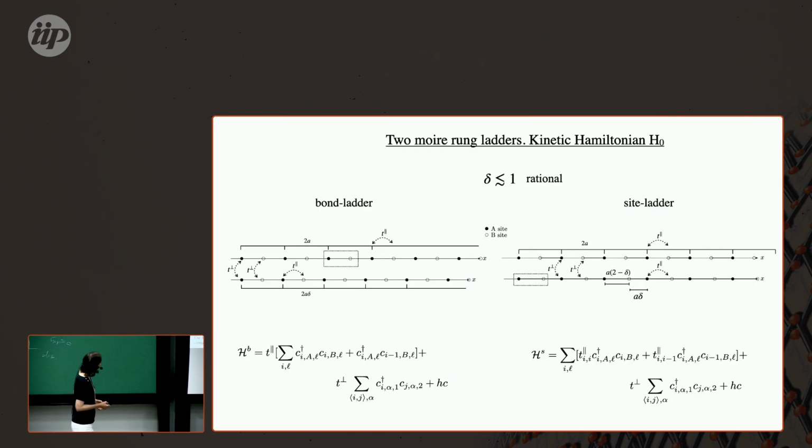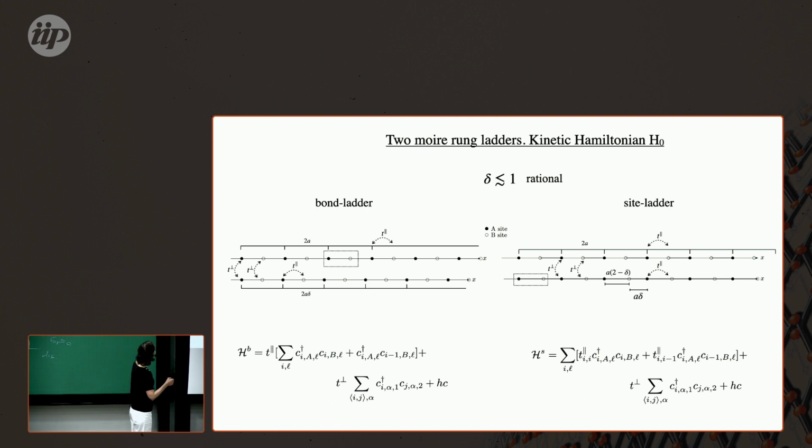Okay, so this is a toy model which I would like to try to understand. So I will consider two systems. The name of the first system is bond ladder. The name of the second system is side ladder.